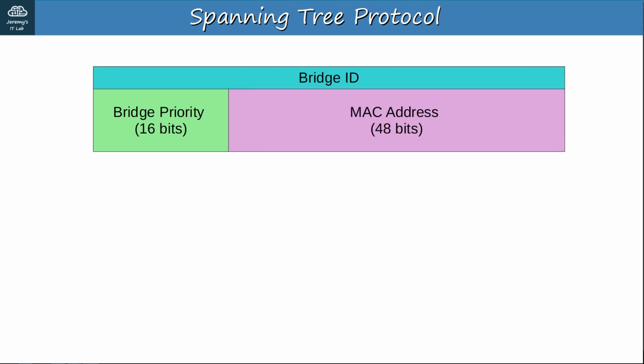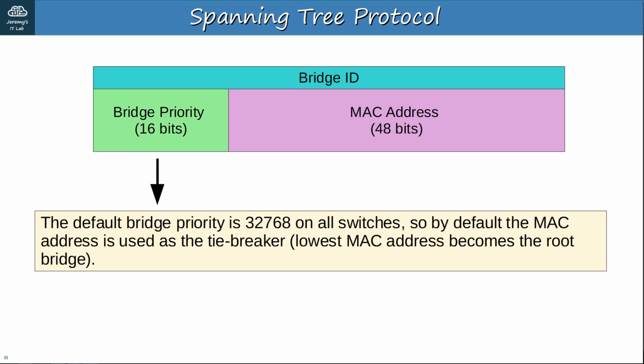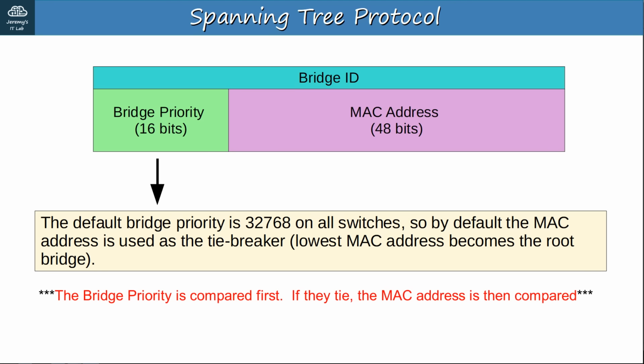Traditionally, the bridge ID field of the Spanning Tree BPDU looked like this. There is a bridge priority field, which is 16 bits in length, and then there is the MAC address of the switch, which as you already know is 48 bits in length. The default bridge priority is 32768 on all switches, so by default the MAC address is used as the tiebreaker. As I said before, the switch with the lowest bridge ID becomes the root bridge. So therefore, by default, the switch with the lowest MAC address becomes the root bridge.